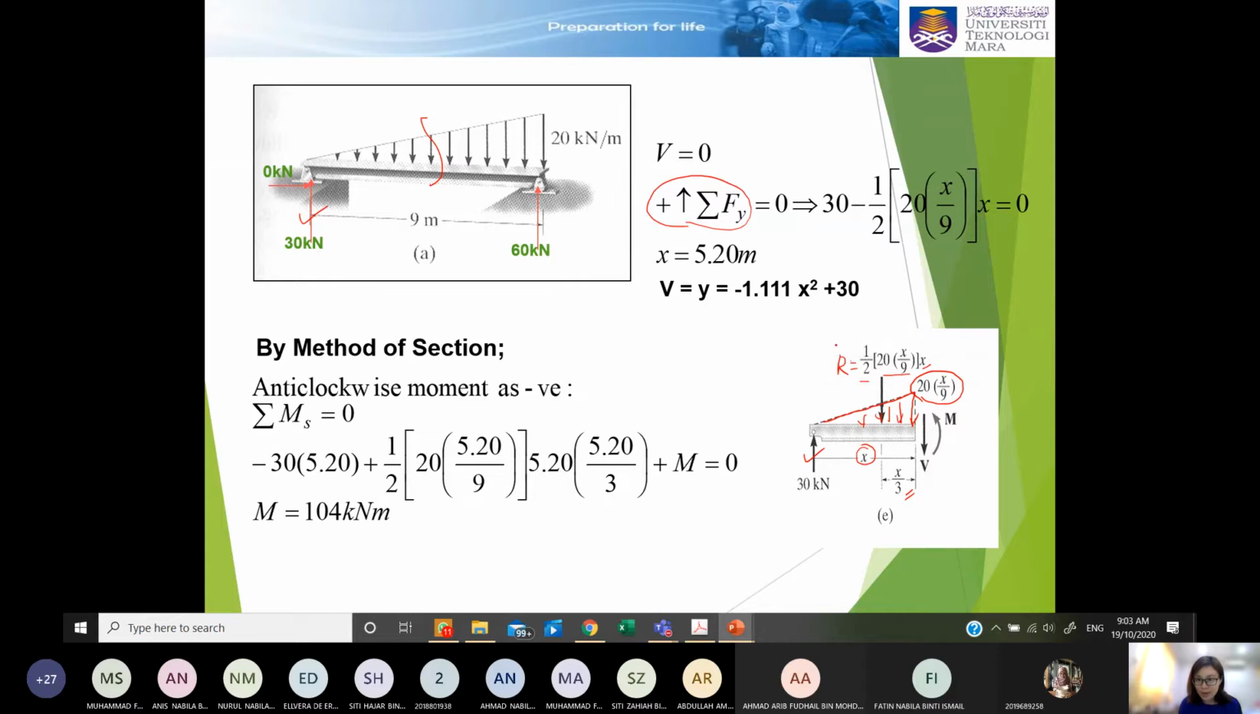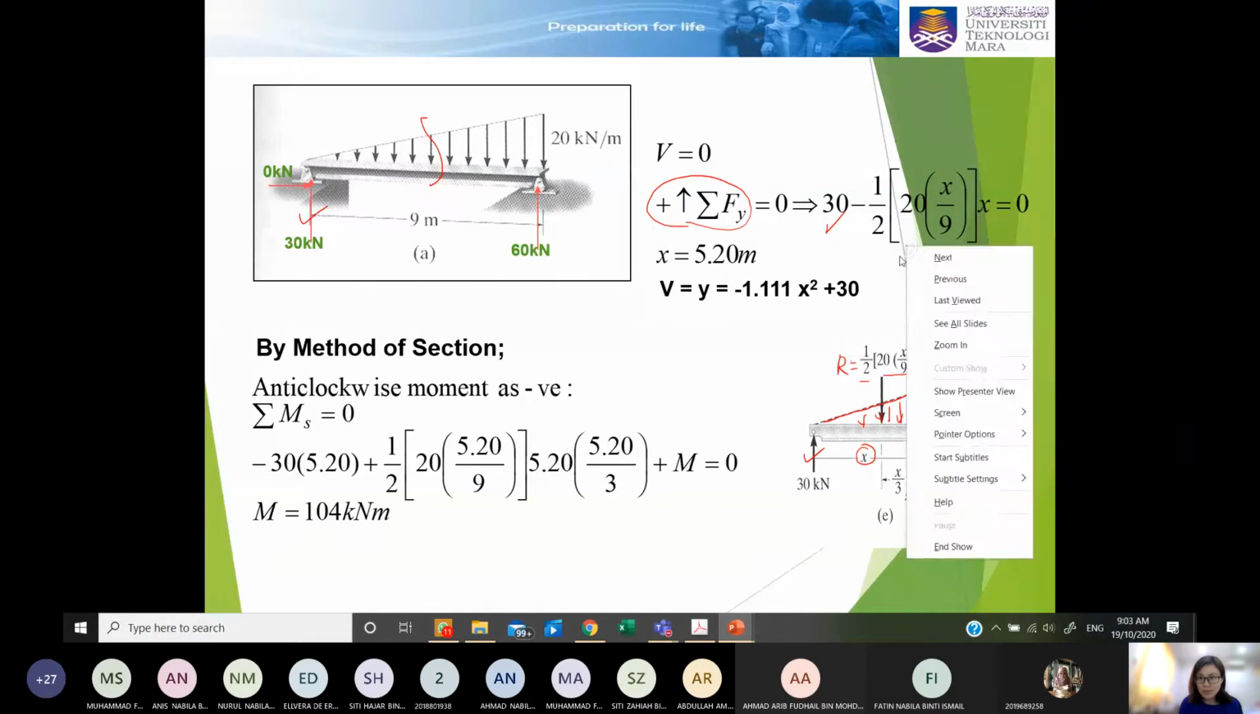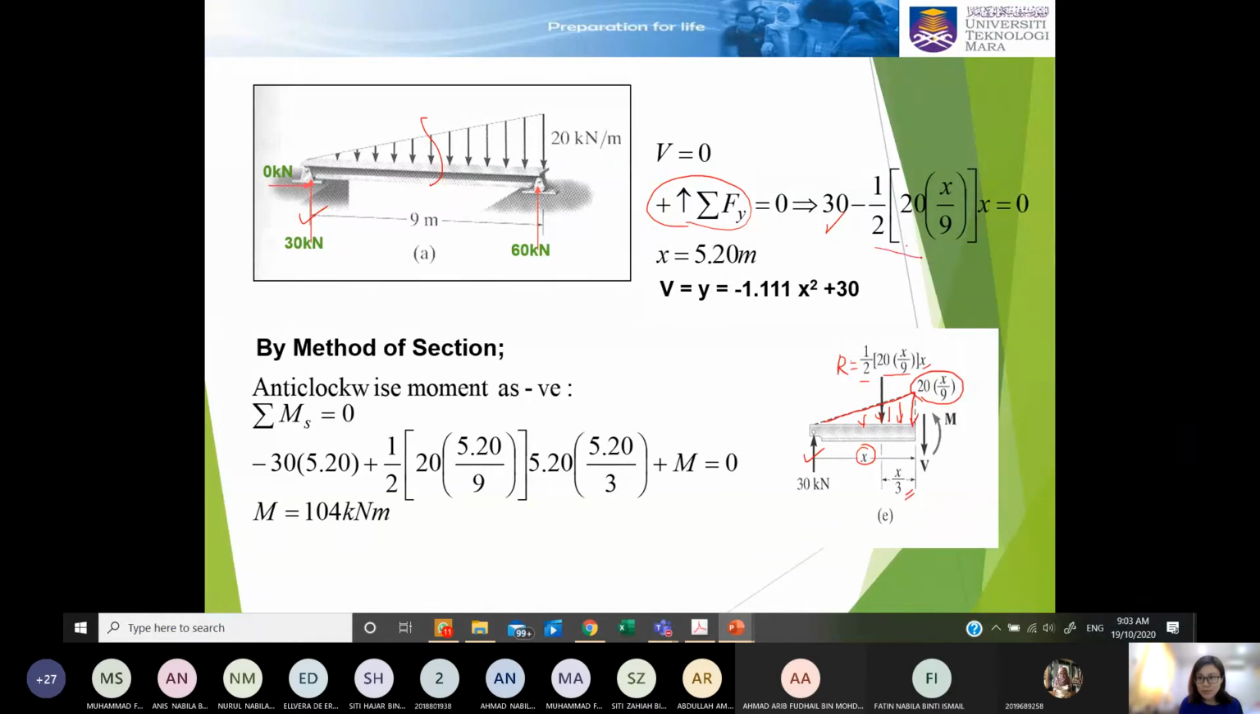So we will talk about the 30 kilonewton. Then we'll talk about the reaction. The resultant force is going down. So this is the resultant force.